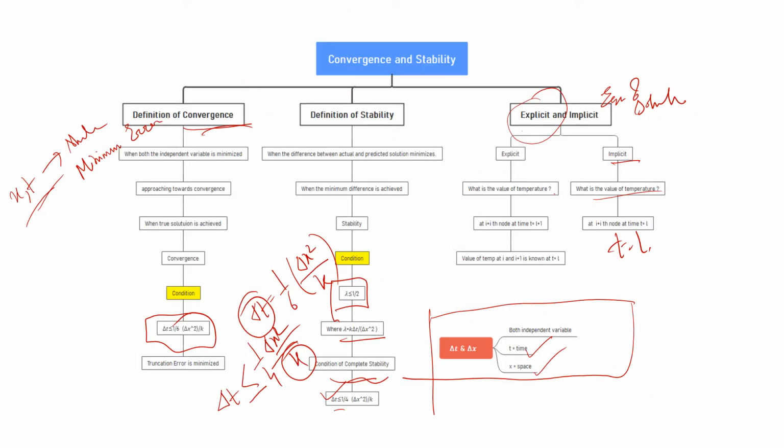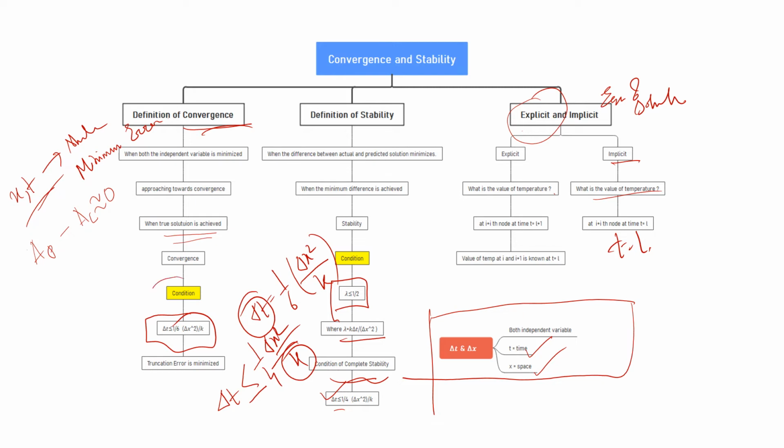So this is overall what we want to discuss today: convergence and stability. What is convergence? When the independent variable is minimized, approaching convergence, and then when it is indeed minimized, the approximation and the actual are very nearly equal to 0, then it is said that the solution is adequate.